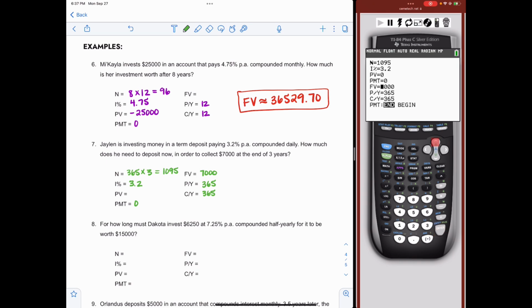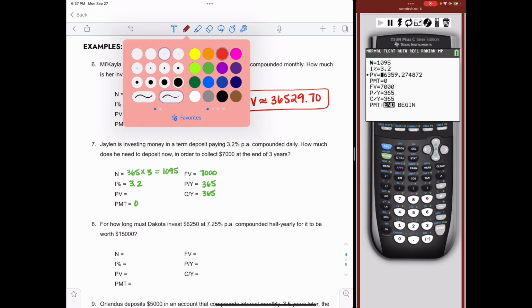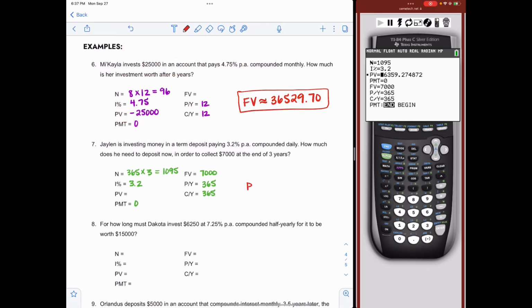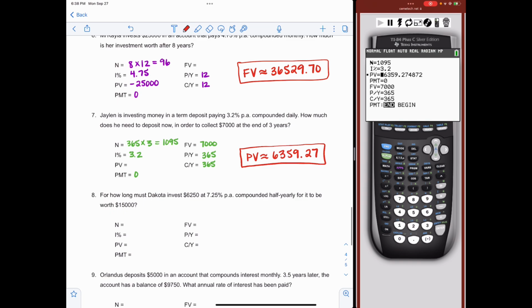So we're going to go back up to the PV, press alpha, enter. And once we do that, we see that he should invest $6,359.27 in order for him to have $7,000 3 years down the road.